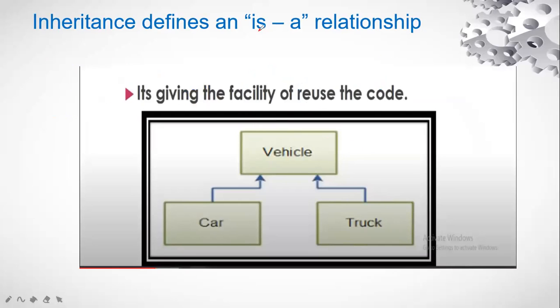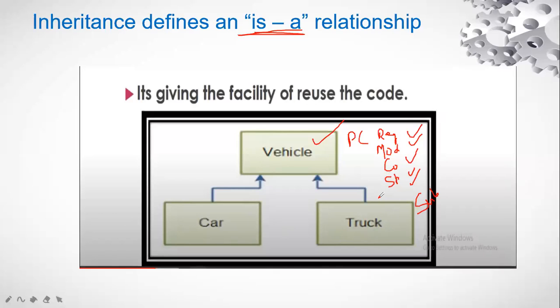Now let's see what it is. We can say inheritance is simply an "is a" relationship. How? Let's say vehicle is a superclass, and car and truck are the subclasses. This is the parent class, and this is a child class or subclass. Why? Because vehicle has certain properties like registration number, the model, the color, the speed, mileage, etc. So we can say even the truck can have the registration number, the model, the color, the speed, and the mileage, right?